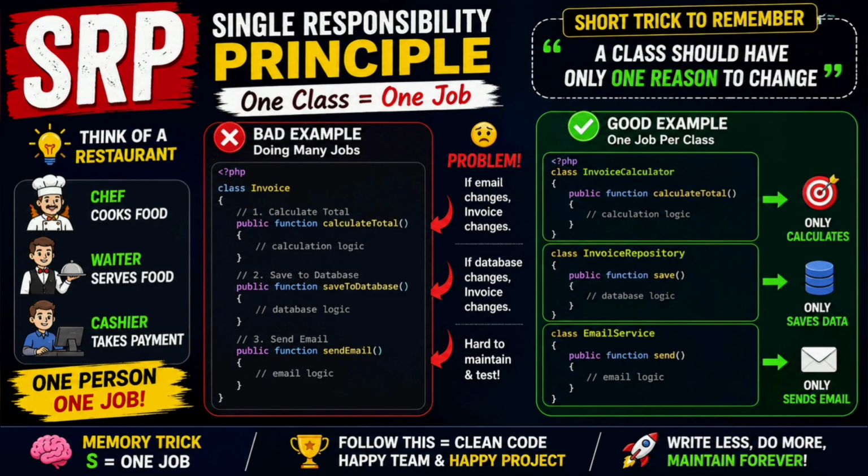So easy, for example, imagine a restaurant. If one person tries to cook as well as serve food, clean tables, and collect money, it's impossible. You can understand how difficult that is. Instead of that, one chef, one cleaner, and one cashier. So different responsibilities. Memory trick: one person, one job.